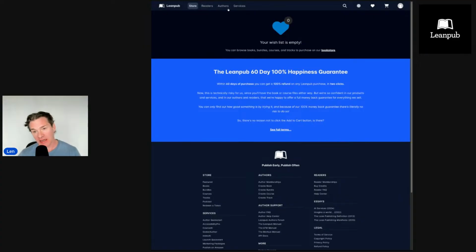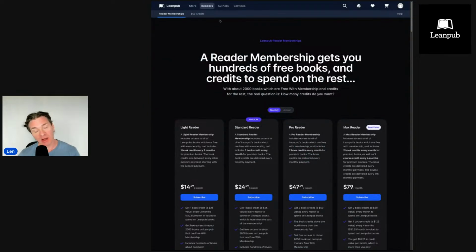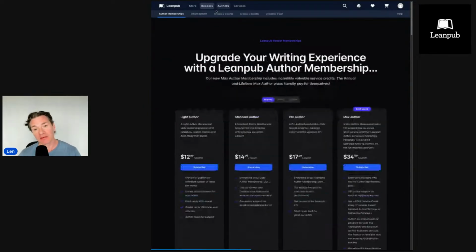Another interesting thing you will have noticed is that there are new menu items at the top here. There's Readers, where we talk about our reader memberships, which I'll go into in a bit. There's a section for Authors, where we talk about author memberships. Leanpub, of course, is still free to use if you want to use it that way, but we have paid memberships that you can use to get extra features and basically up your game.